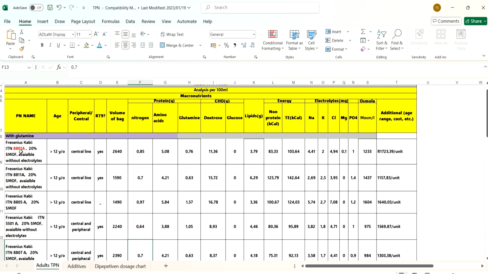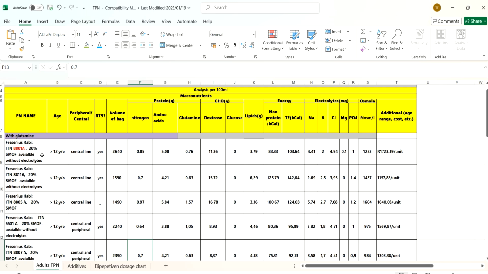So this is quite important, especially when you are ordering your bags, to make sure that you indicate the correct number because the bags go by, for example, ITN, right, with Fresenius Kabi and a specific number. So in this case, it's 8801A. A means with electrolytes, and then it says that it's also available without electrolytes. So again, depending on your patient condition, etc., you can order accordingly.